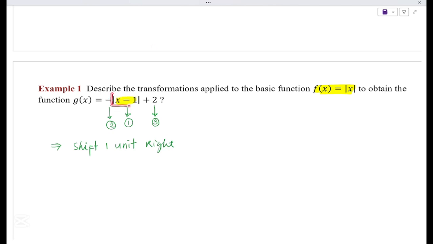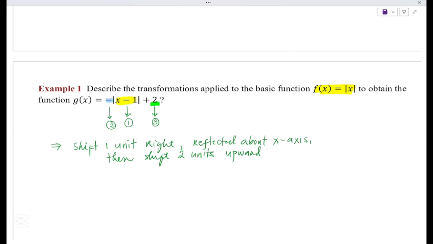And then in this function of y, it's multiplied by a negative. So multiplying negative in y, the next transformation is reflect about x-axis. And then the last transformation is shifting vertically 2 units upward.